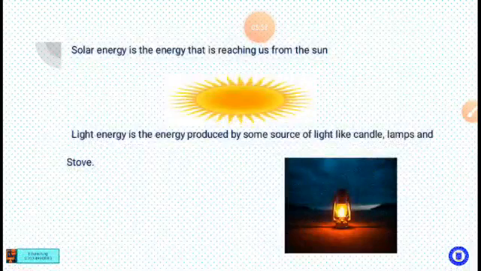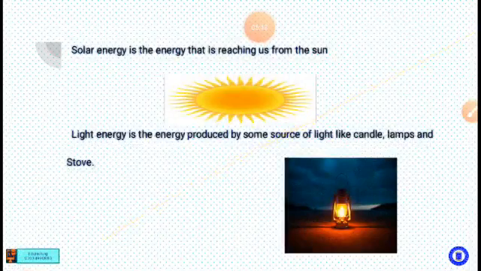Now we have light energy. Repeat after me. Light energy. Light energy is the energy produced by some source of light, some objects which we get light through, like candle, lamps, and stove. What enables the lamp to give us light is called light energy. What enables the candle to produce light is called light energy.